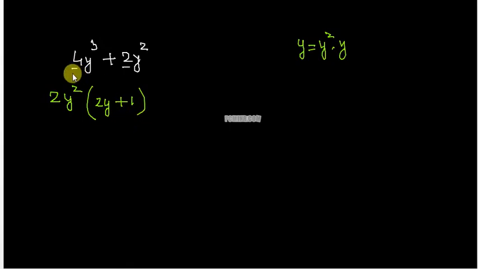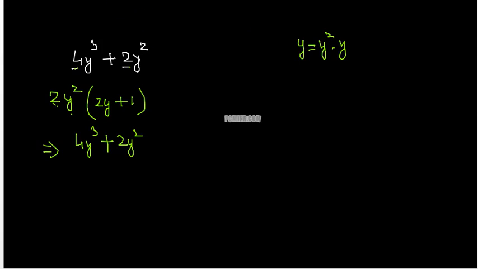Because I saw that 2 is common in both the terms and y square is also common in both the terms, I took out 2y square outside. You can see what I did. Multiply them back, you should get the same answer. 2y square I've taken out common, because if you multiply it with 2y, you would get 4y cube. Plus, if you multiply 2y square with 1, you will get 2y square. So this is how you take out the common factors.